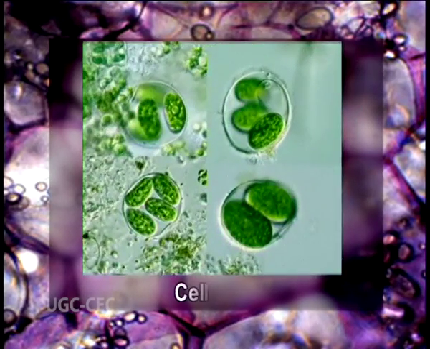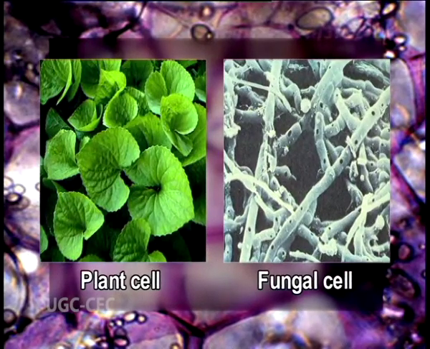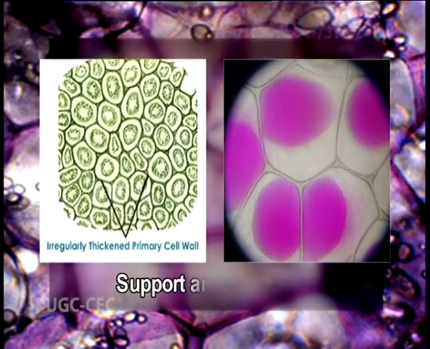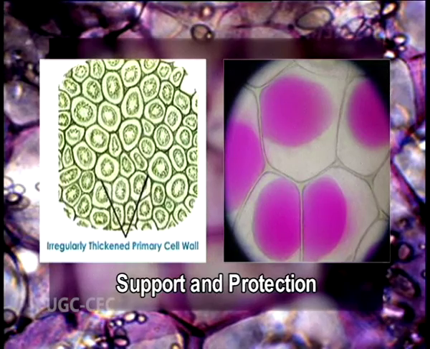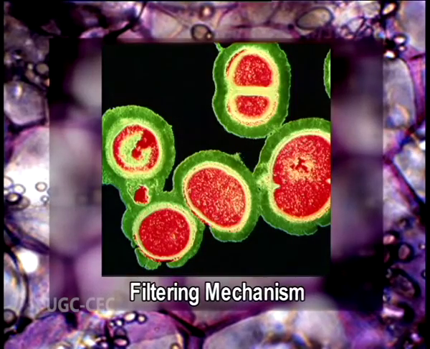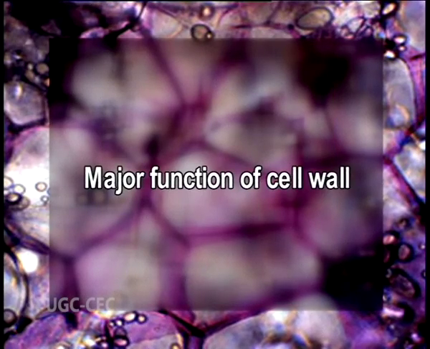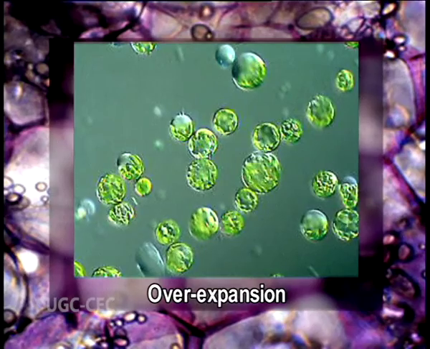The cell wall is a tough, usually flexible but sometimes fairly rigid layer that surrounds many protists and virtually all fungal and plant cells. It is located outside the cell membrane and provides these cells with structural support and protection, and also acts as a filtering mechanism.